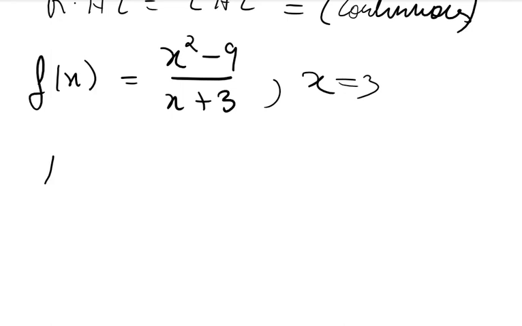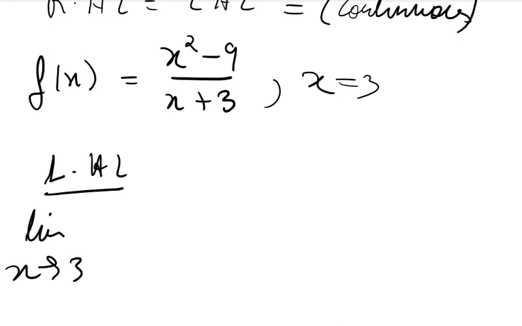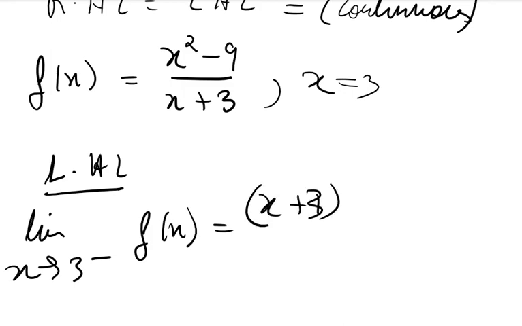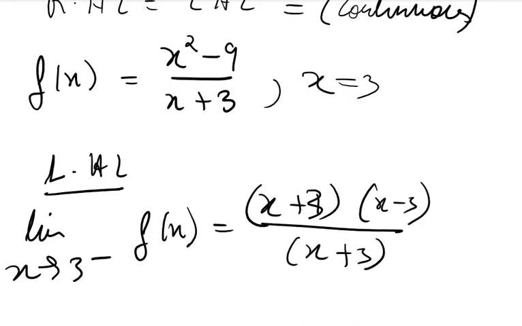Okay, so the left hand limit, that is the LHL, limit x tends to 3 negative f of x is equal to, of course, (x plus 3)(x minus 3) by (x plus 3). Remove them, put 3, and you're getting a 0. Understood? Again, RHL also you can use the same thing. Okay, so very simple to understand limits.